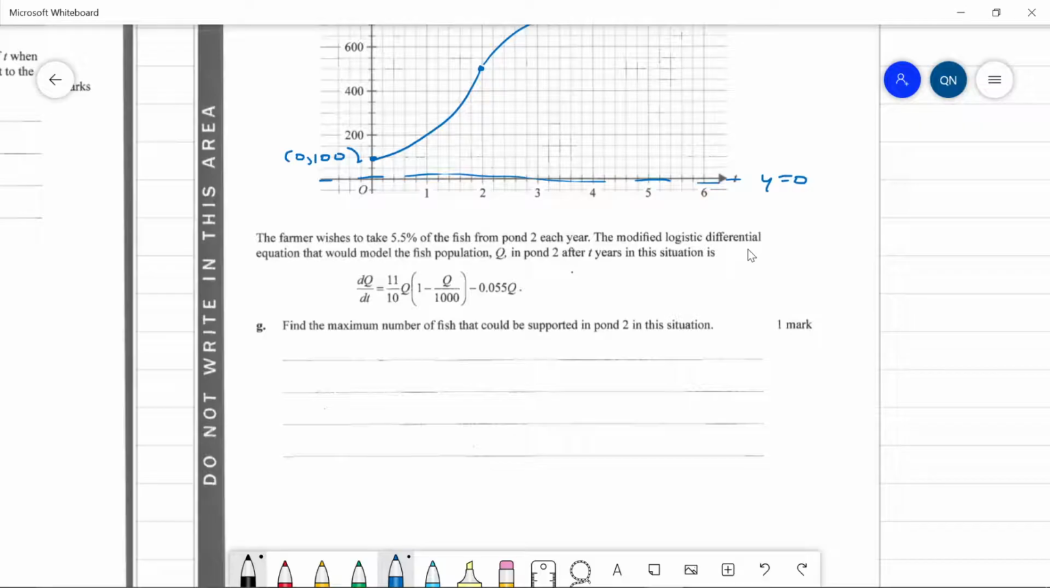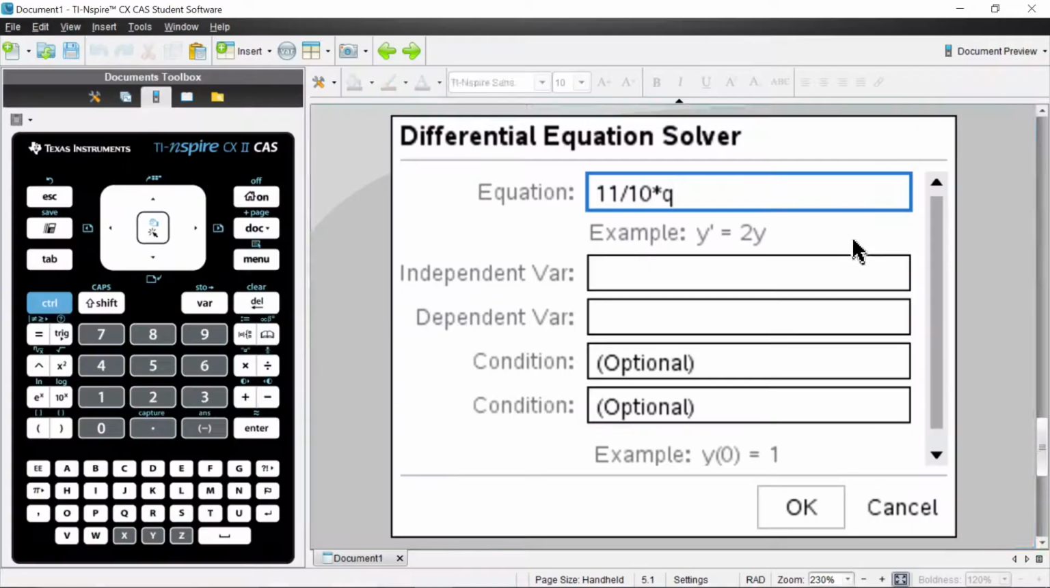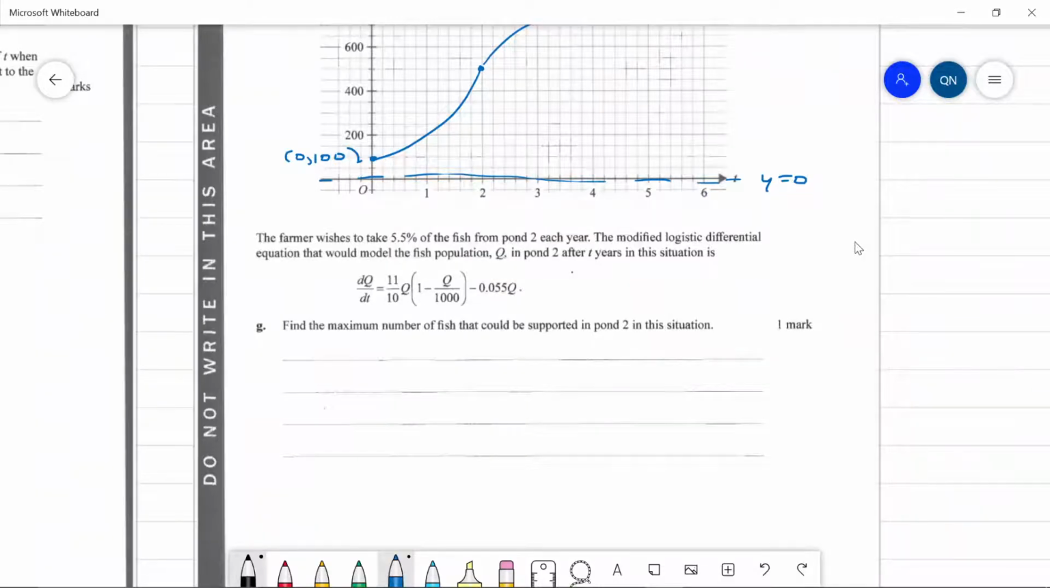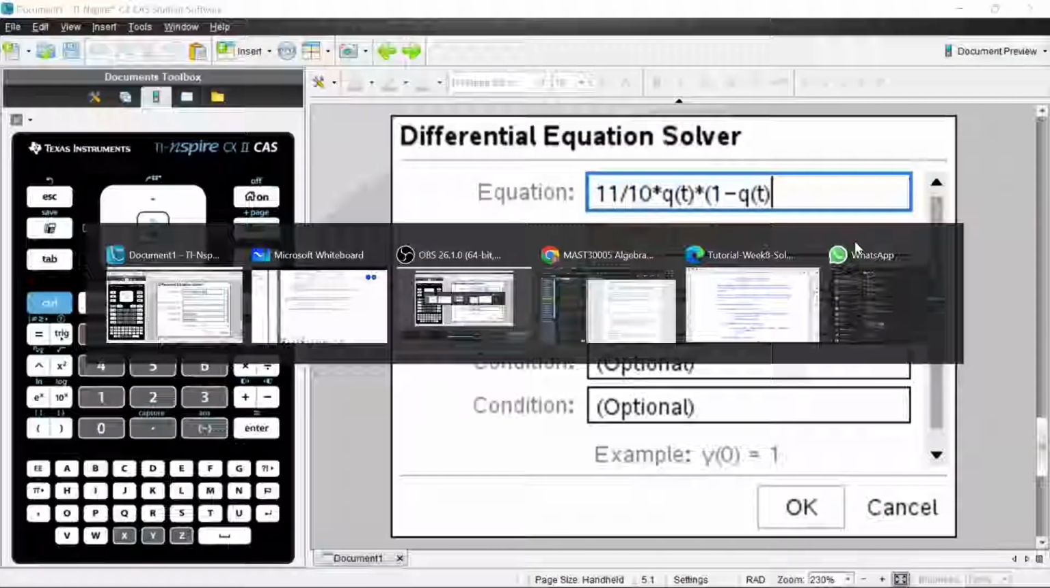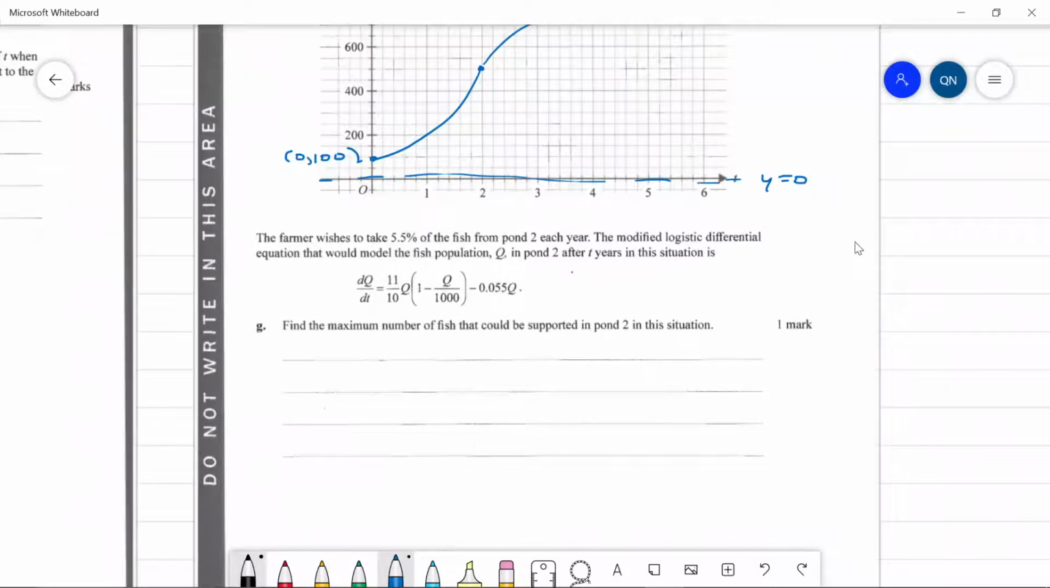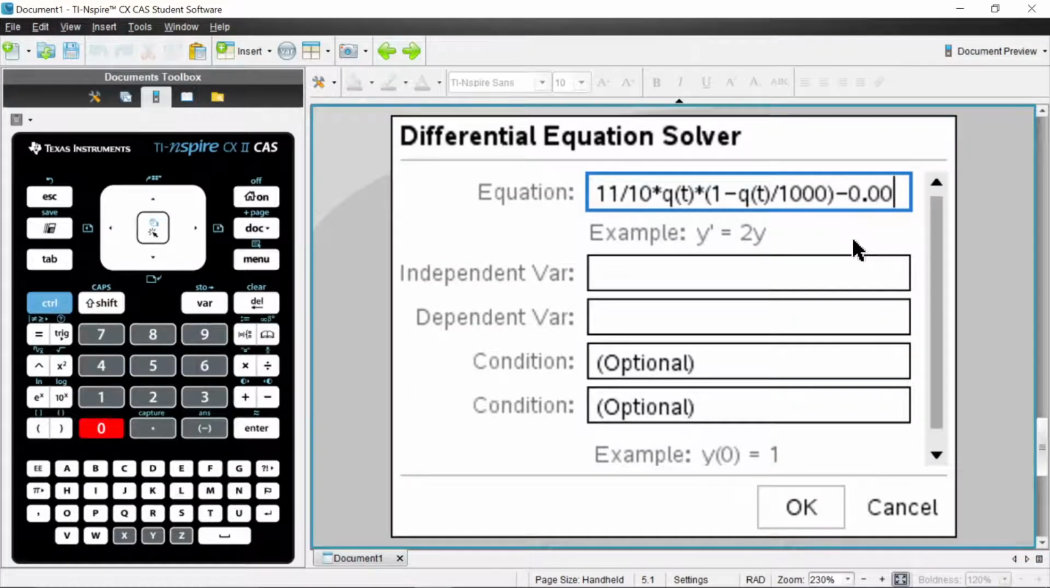So let's see. What's the equation? It's 11 on 10 times Q times 1 minus Q of t divided by 1000, and then minus 0.55 times Q of t. Independent variable is t, dependent variable is Q. Actually, I shouldn't put Q of t. It should just be Q. So let's get rid of those brackets.